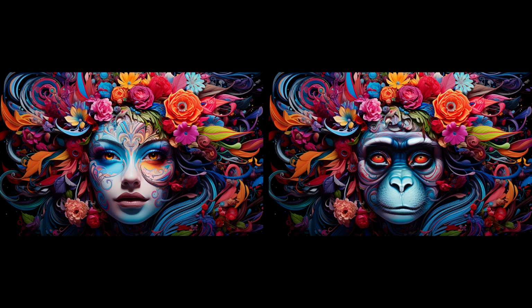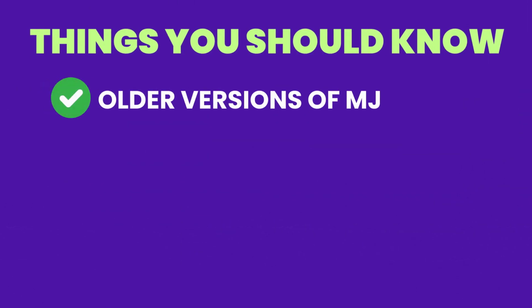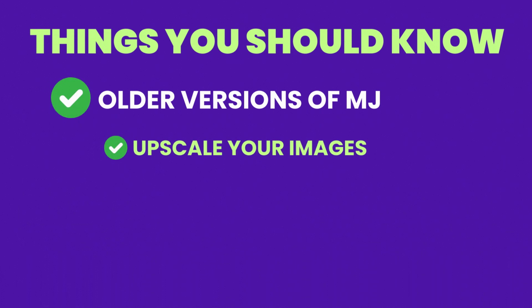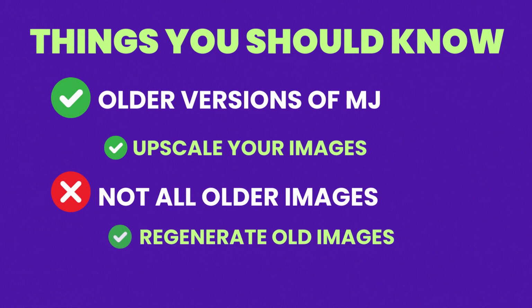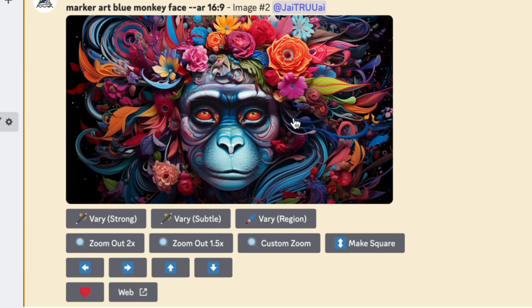Now, there's a few things that you should know. This does work. I went back and used some of my version 4 and V5 images, and it also works on them. The thing is, when you upscale something, if you don't see that Vary Region, that means it's not available for this. For some of them, I had to go back and regenerate a version so that I could get the feature. Some of the old images have it and some do not. If you don't see it, you probably want to try and regenerate it and see if you get that option.